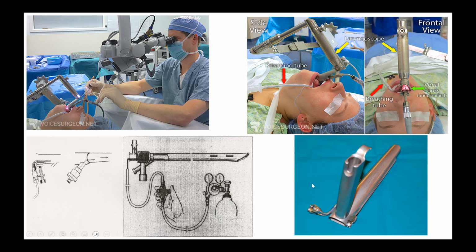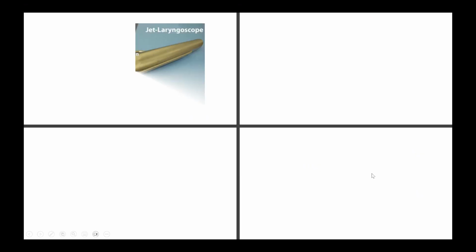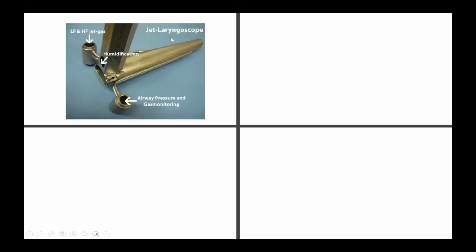And this is the picture of a rigid laryngoscope before it is introduced into the patient. And these are the two side arms, one for delivering the oxygen or the volatile anesthetic agent mixture, and another for airway pressure, which also can be measured through this. And these are some of the pictures of how the jet laryngoscope is being used. So low flow or high flow jets will be connected here, and the humidification is also done. And airway pressure and gas monitoring can be done through that. And this will go into the patient's oropharynx.